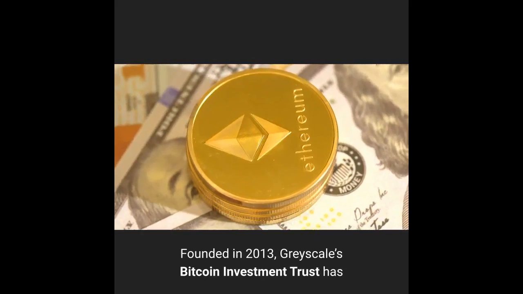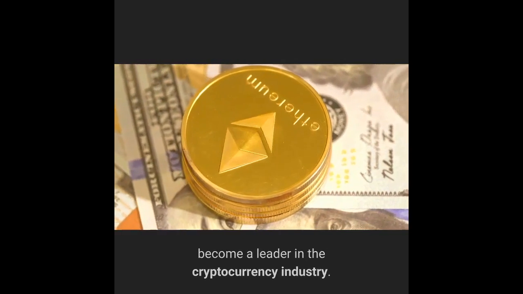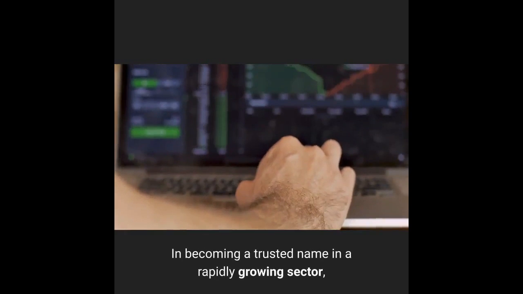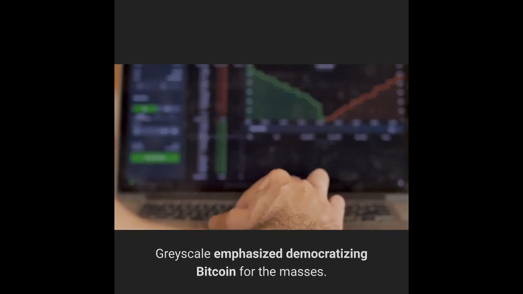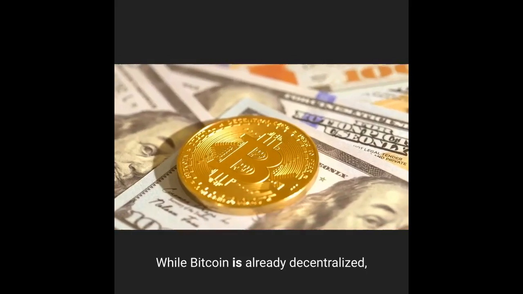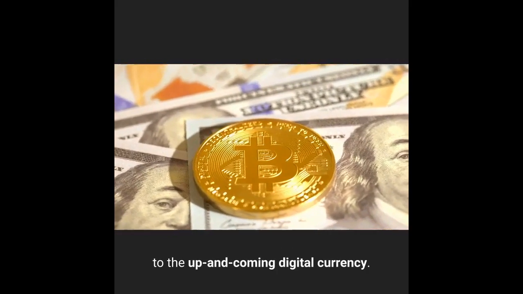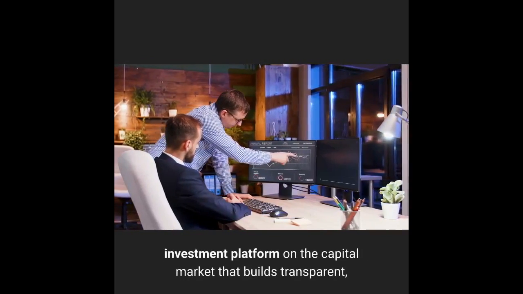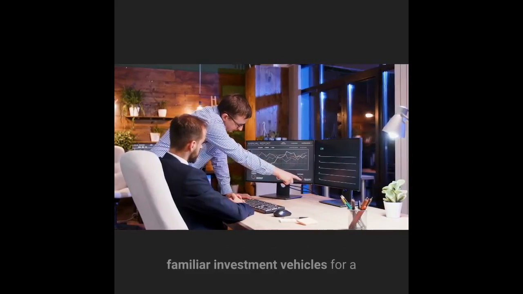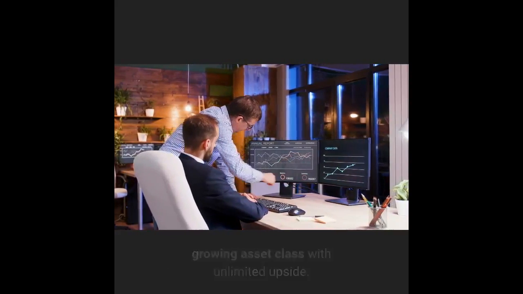Founded in 2013, Grayscale's Bitcoin Investment Trust has become a leader in the cryptocurrency industry. In becoming a trusted name in a rapidly growing sector, Grayscale emphasized democratizing Bitcoin for the masses. While Bitcoin is already decentralized, Grayscale gives more people more access to the up-and-coming digital currency. More specifically, Grayscale is an investment platform on the capital market that builds transparent, familiar investment vehicles for a growing asset class with unlimited upside.